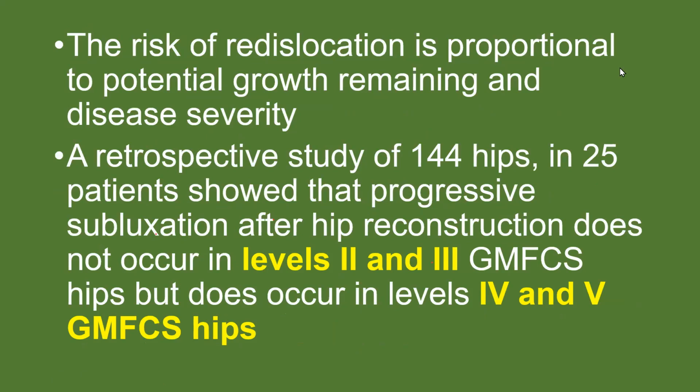The risk of redislocation is proportional to the potential growth remaining and disease severity. A retrospective study of 144 hips in 25 patients showed that progressive subluxation after hip reconstruction does not occur in levels 2 and 3 GMFCS, but does occur in levels 4 and 5. So keep this in mind, the level of the palsy.